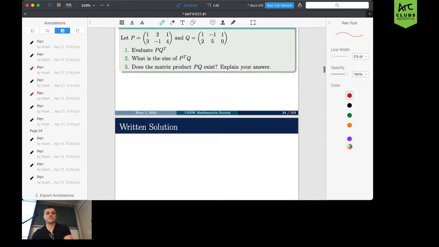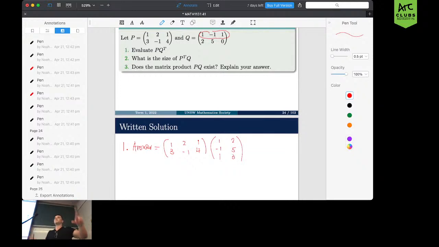Okay. So the first part is we want to evaluate PQ transpose. Transpose basically just means whatever were rows become columns, whatever were columns become rows. So for PQ transpose, what we want to do is essentially take matrix P, which was 1, 3, 2, -1, 1, 4, and multiply this with Q transpose. So this row vector now becomes a column vector, 1, -1, 1, and then this row vector becomes a column vector here.